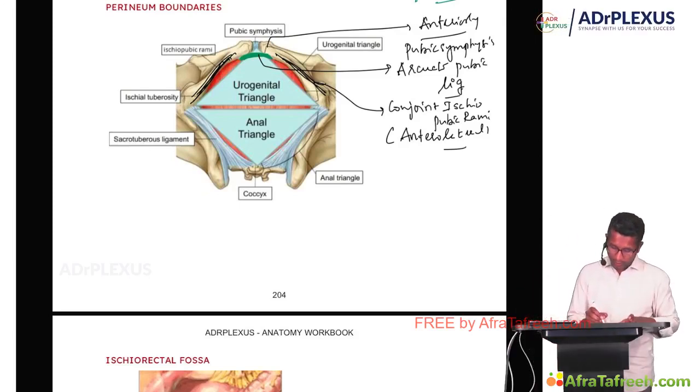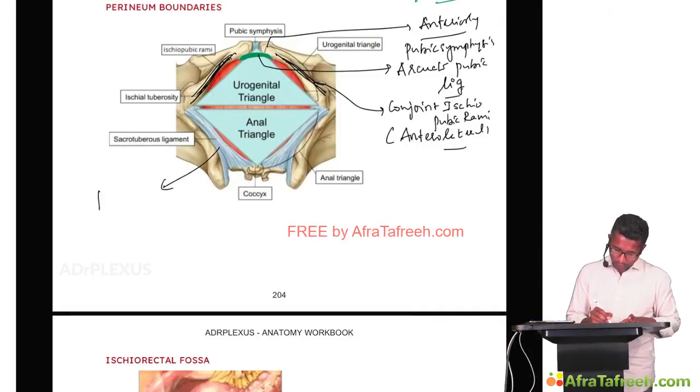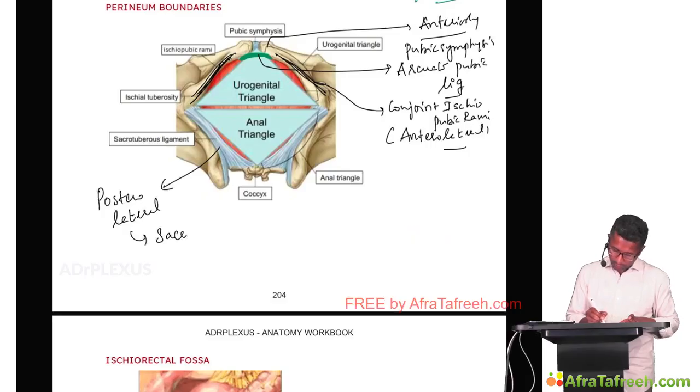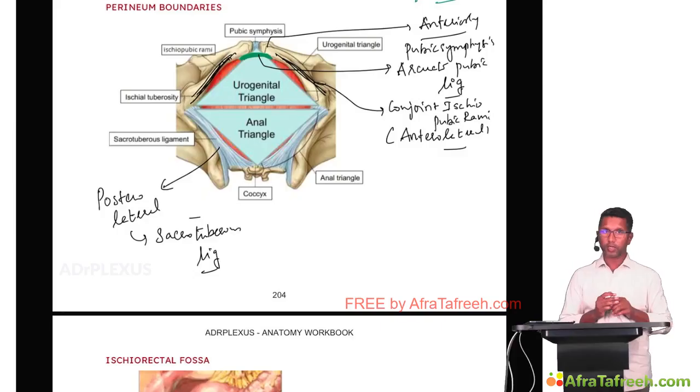Now what is this boundary? This is the posterolateral boundary, and the posterolateral boundary is formed by the sacrotuberous ligament.